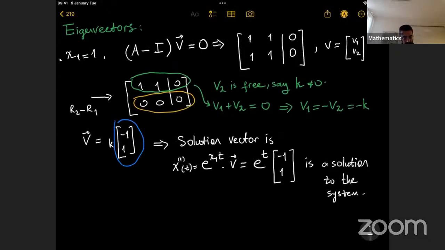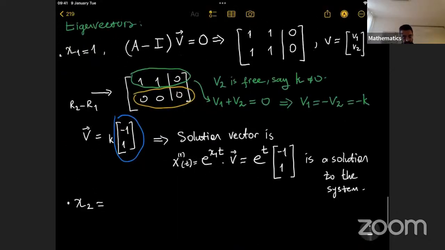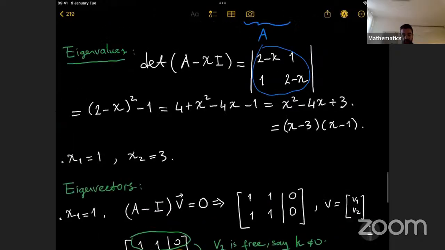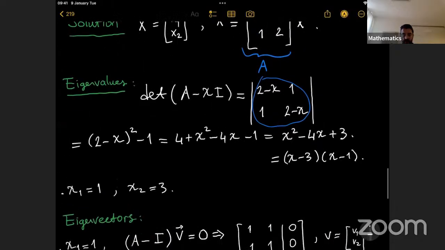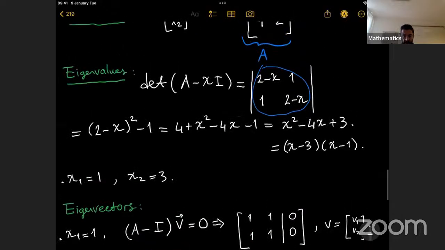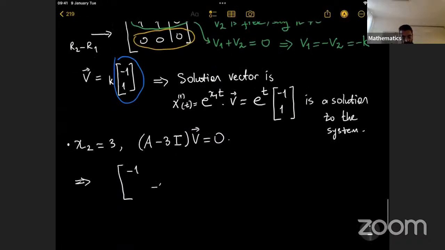Now, lambda 2 is equal to 3. Then we solve (A minus 3I)v is equal to 0, which implies, now A minus 3I, so you put lambda equal to 3 here: 2 minus 3, minus 1, minus 1, 1, 1. Minus 1, minus 1, 1, 1. And you solve this system for v.